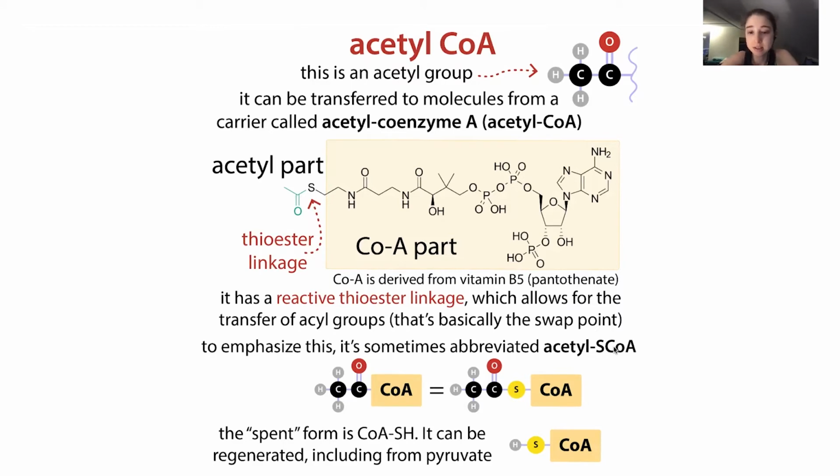This is just the same thing. You're not adding an extra S or anything. This is just emphasizing that the linkage is coming through the sulfur. And then we often call the spent form CoA-SH. So basically it has spent this acetyl group and now you just have this thiol group, this SH here. And then this can be regenerated. You can add another acetyl group on it, including from pyruvate.